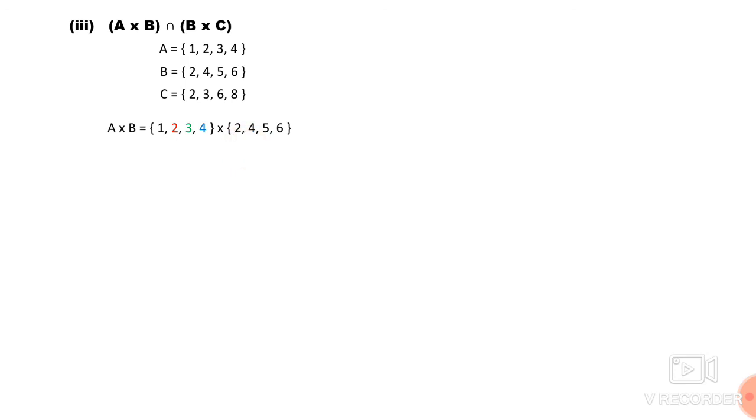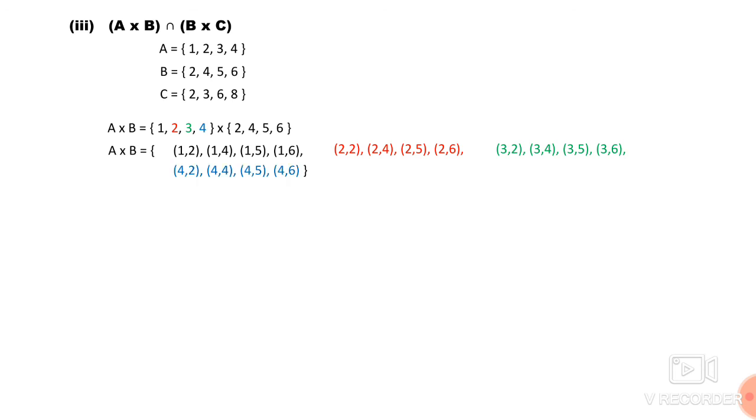Start making the pairs. Pairs of 1 will be 1 2, 1 4, 1 5 and 1 6. Pairs of 2 will be 2 2, 2 4, 2 5 and 2 6. Pairs of 3 will be 3 2, 3 4, 3 5, 3 6. And pairs of 4 will be 4 2, 4 4, 4 5 and 4 6. We have made total 16 ordered pairs.